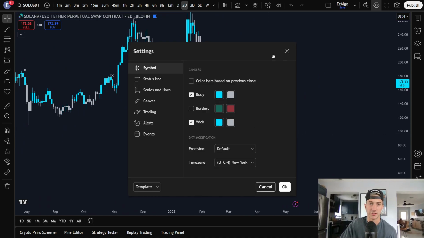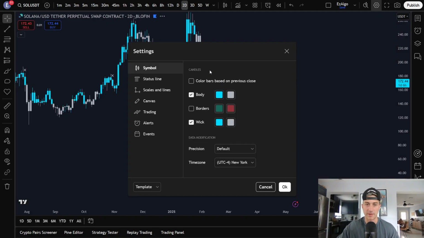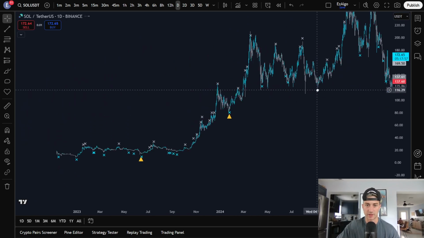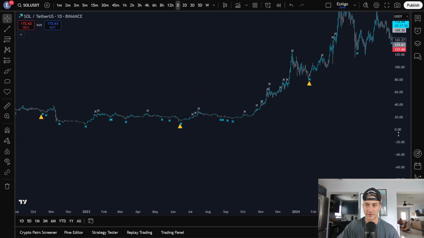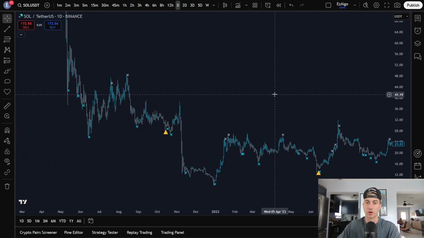So when you use these signals as well, you want to go to pairs that have the most amount of price data, so go to a Binance or a Coinbase. Go to the 1-day on Solana, on Binance. Again, we're getting these accumulation buy signals. Every time we're getting these signals, it marks a local bottom or close to it.